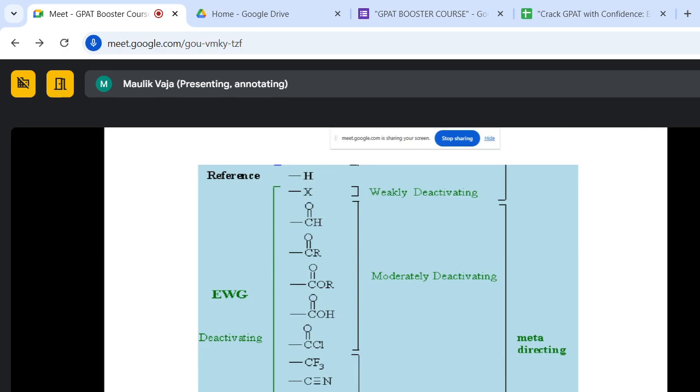SO3H, sulfur and three oxygens attached to it. So it is a strongly deactivating group. In some examples, here you can see NH3 plus, NR3 plus and NO2. If a positive charge comes in the structure, then it becomes electron withdrawing group, because here nitrogen has no electron to donate to the ring. That's why it becomes electron withdrawing group.